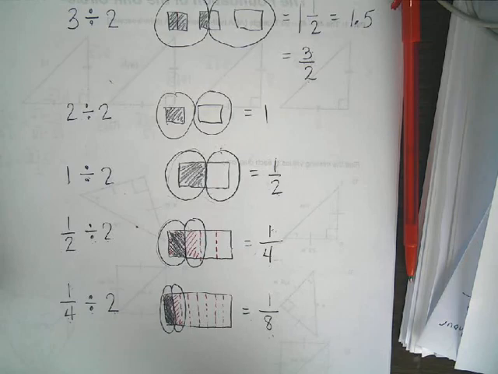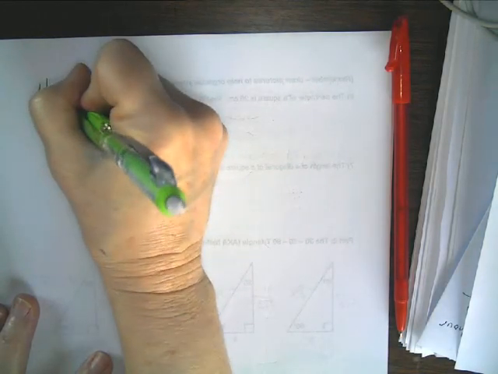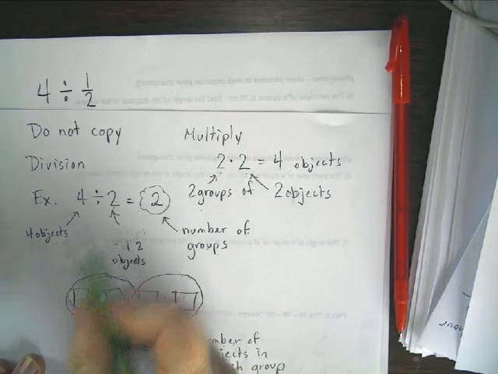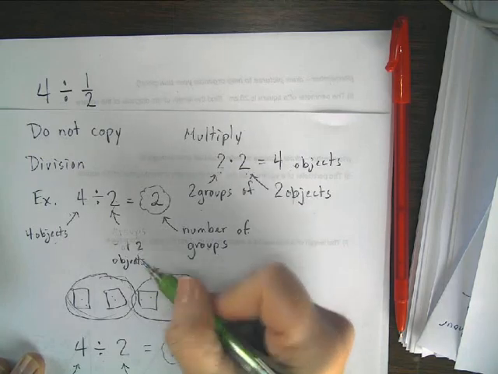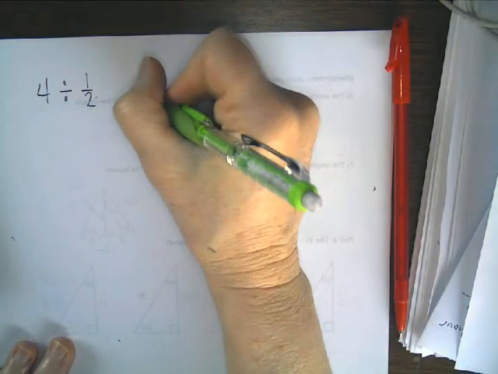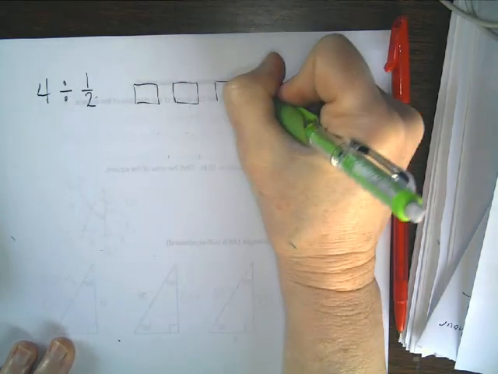All right, let's do another one. Need more paper. What if I have a whole number? 4 objects divided into half a group. Okay, what the heck is half a group? So let's think about this the other way. I'm going to think about this as 4 objects divided into groups that have half an object. I'm going to do it the other way. So I'm going to have 4 objects. 1, 2, 3, 4.